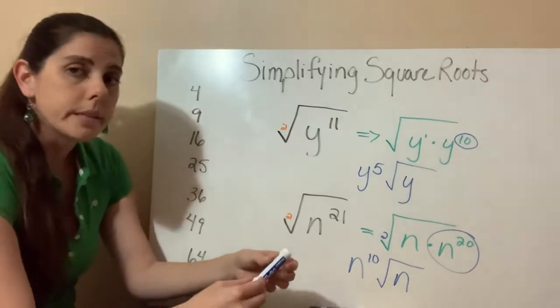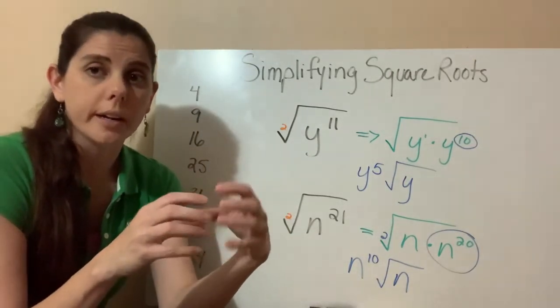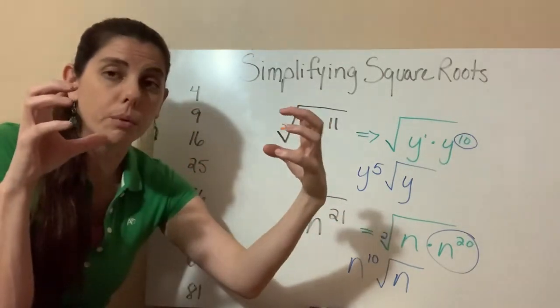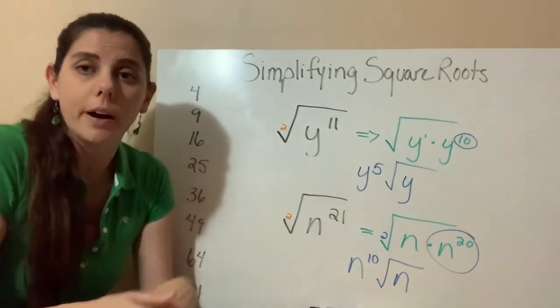So again, we're doing the same process with our variables that we did with our whole numbers. We're just trying to find a factor pair that we can pull apart where we can take the perfect square root of one of them and simplify using that method.